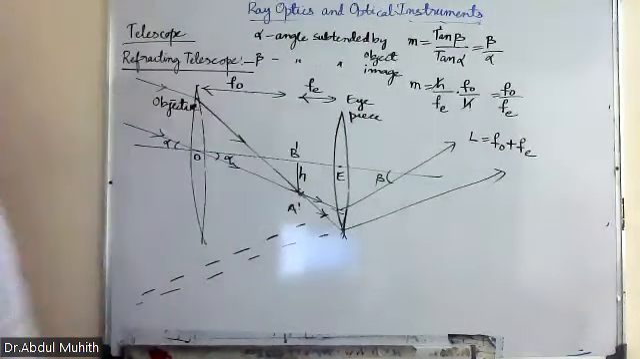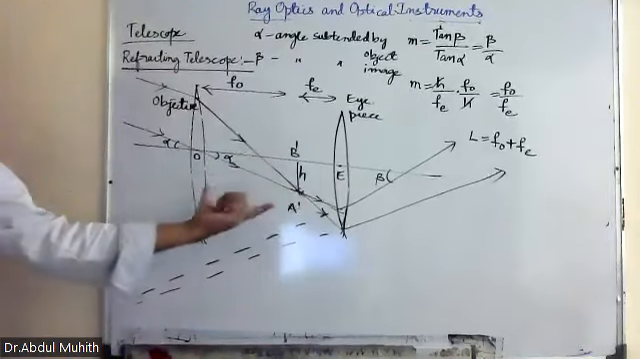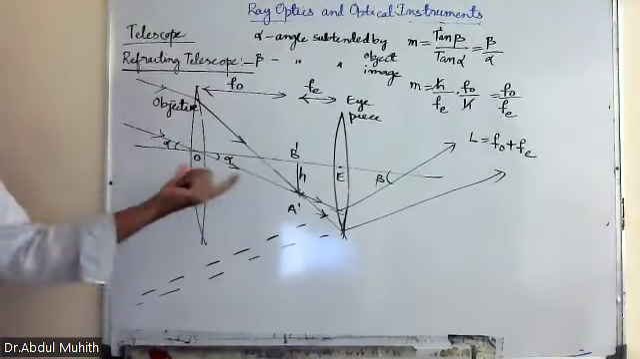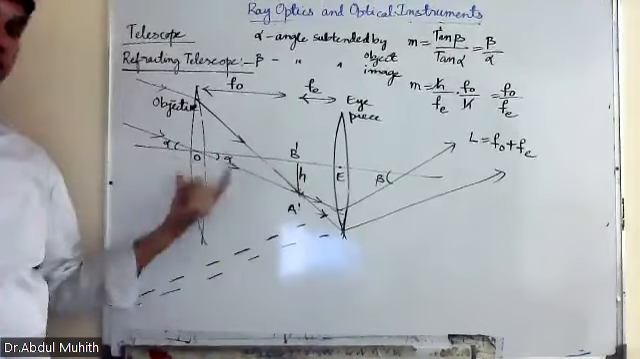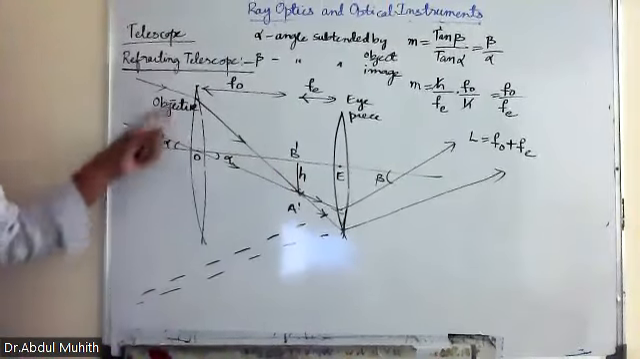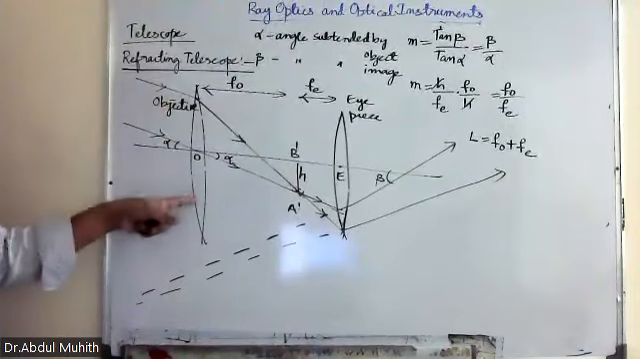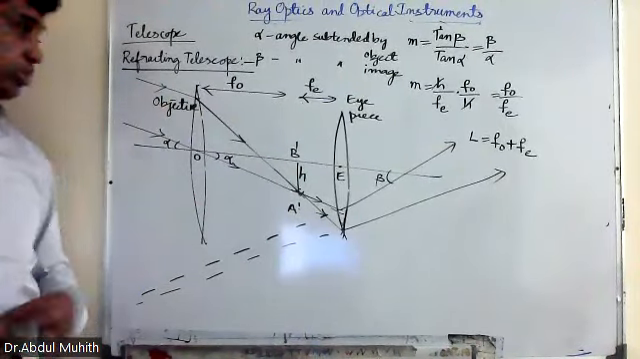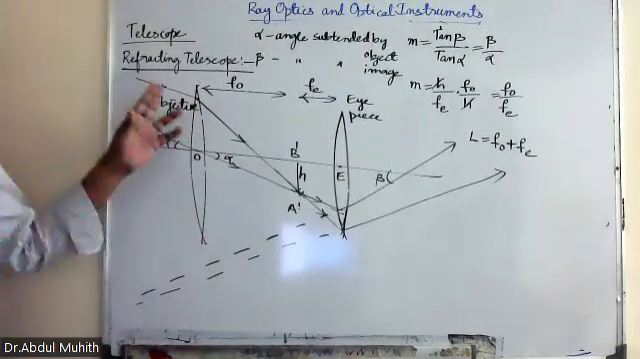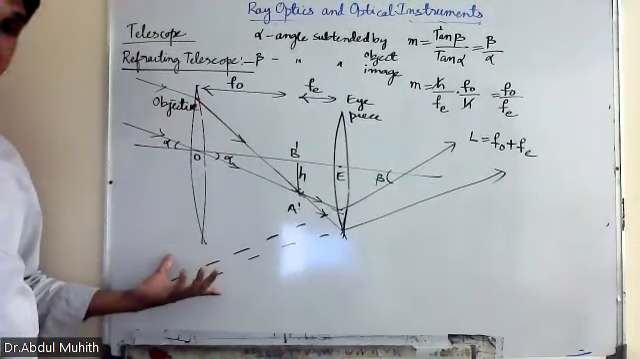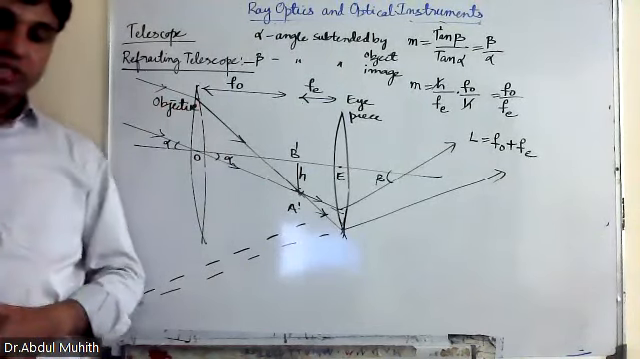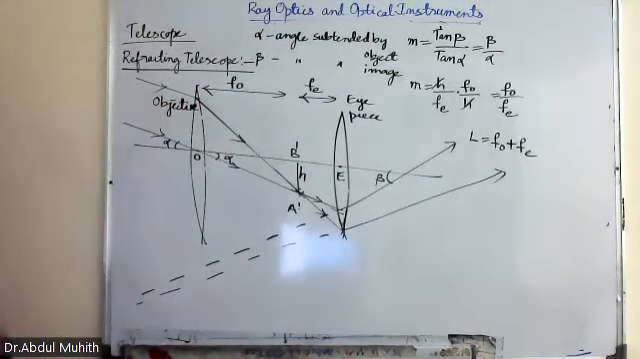And L is the length of the barrel in which these two lenses are mounted. These two lenses are mounted coaxially, which means the principal axis of both the lenses should match each other. And mostly we have to take one more thing: the objective is every time bigger. Why? The reason is to capture more light. The reason behind using a big convex lens, or objective convex lens, is to capture more light. Understood now? Is that clear?